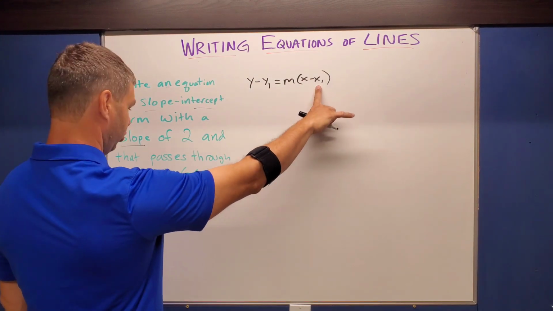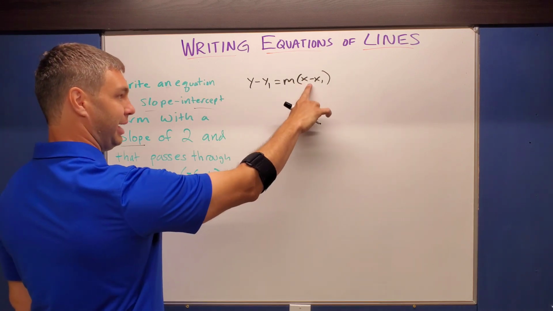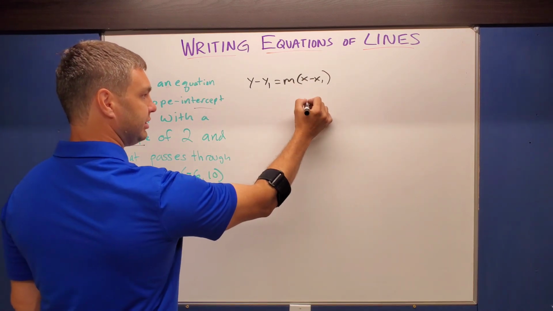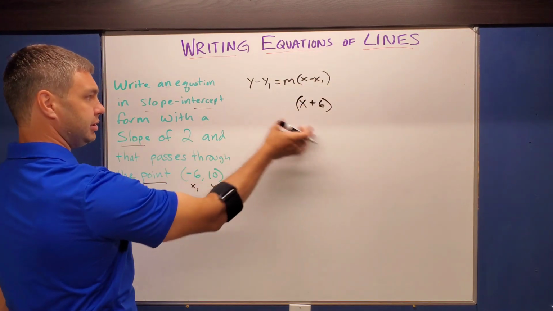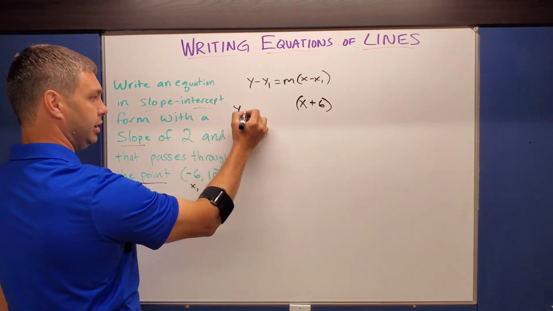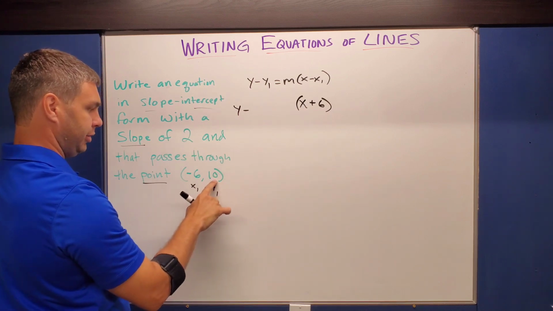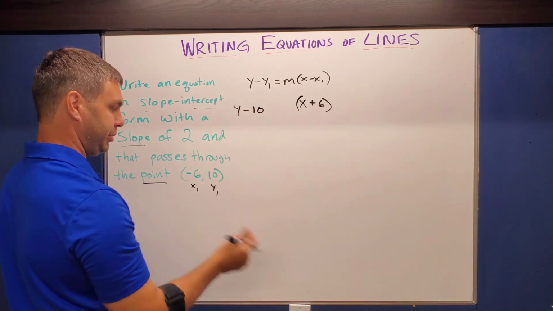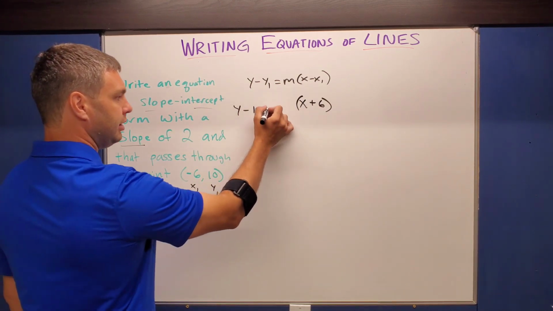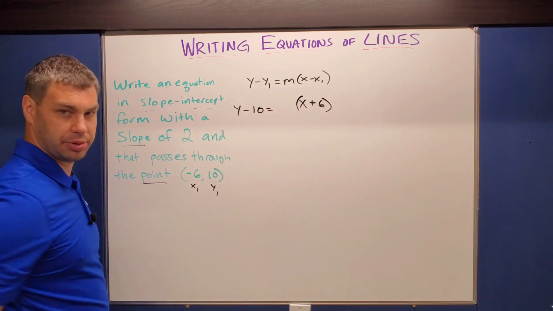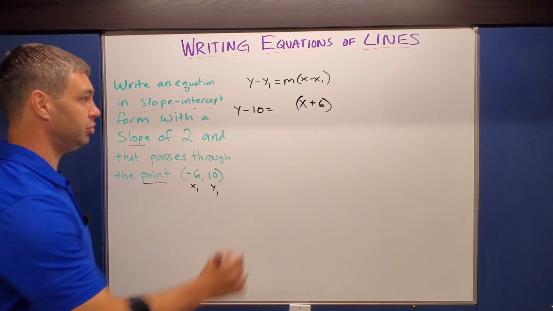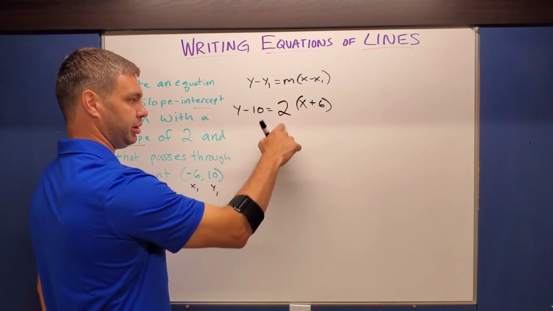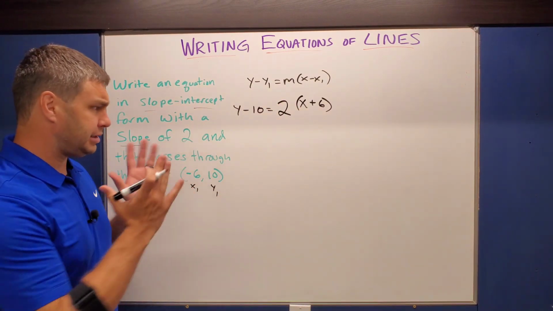Let's see, the x1 is a negative 6, so if I have x minus a negative 6, that's actually going to be x plus 6 right there. And then same thing for the y minus y1, that's going to be y minus, my y1 is 10, y minus 10. But the part that I'm missing is the slope, and I know from my problem here, it says that the slope is 2. So I can put a 2 where the slope goes. All right. That is in point-slope.